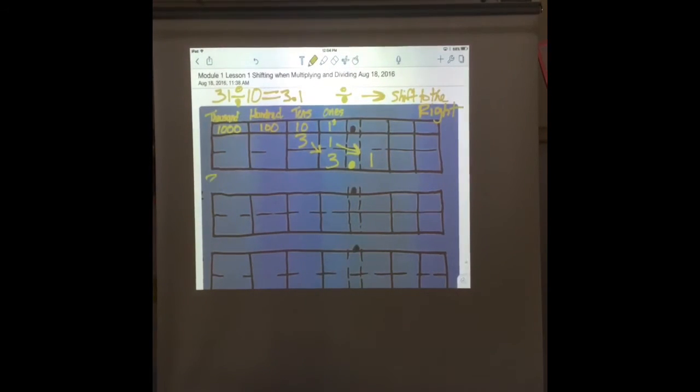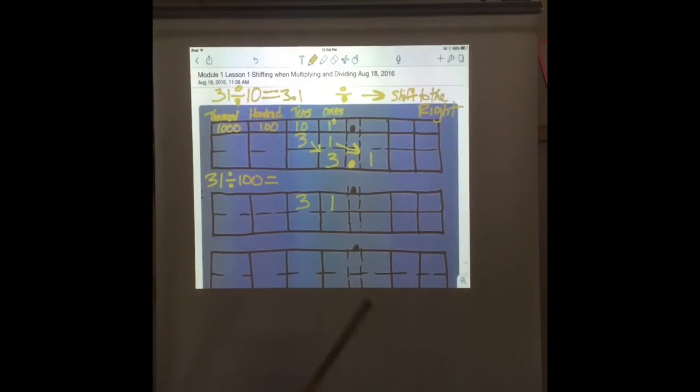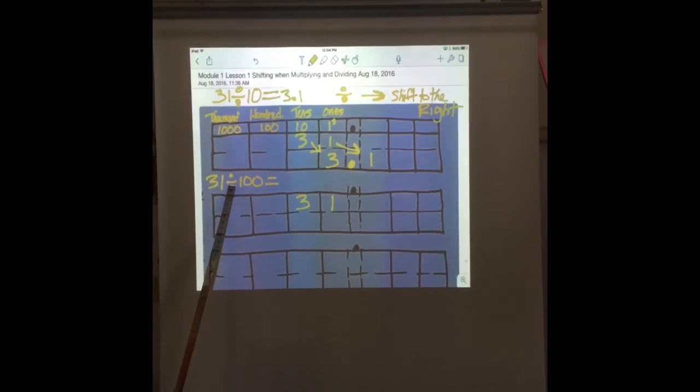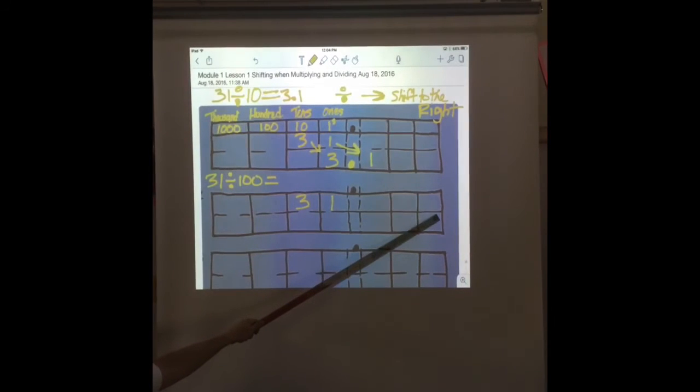Let's do another one. Let's do 31 divided by 100. Ooh. Now we're going somewhere. Where do we put our 31? We have 3 tens, so we put that here. And we have what? 1 ones, right. Good job. How many times are we going to move this one over, and in which direction? We're going to move it to the right. Why? Because we're dividing, right? And how many spaces are we going to move it over? 2. Because there's 2 zeros here, huh?